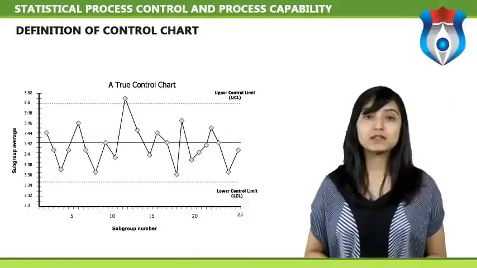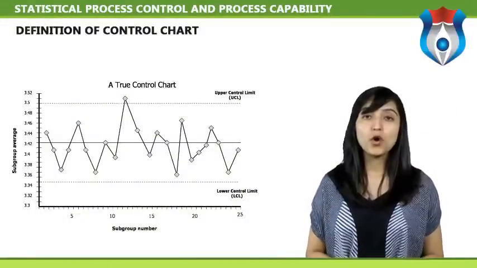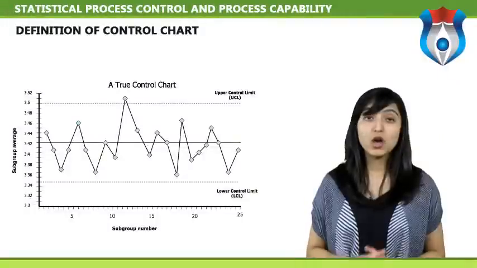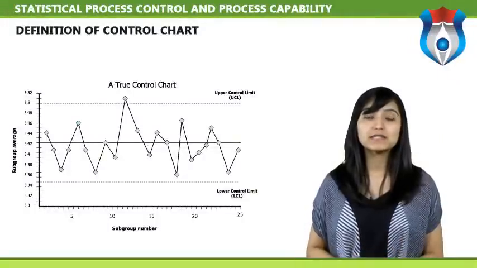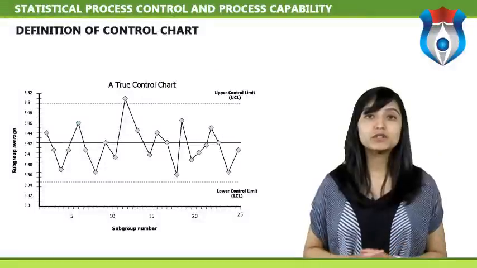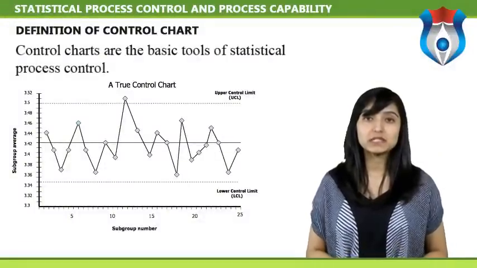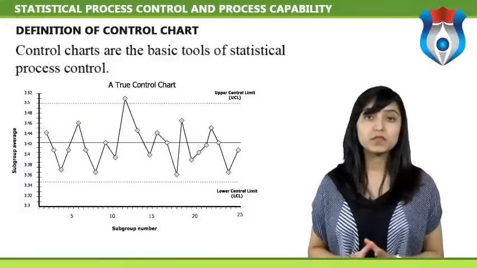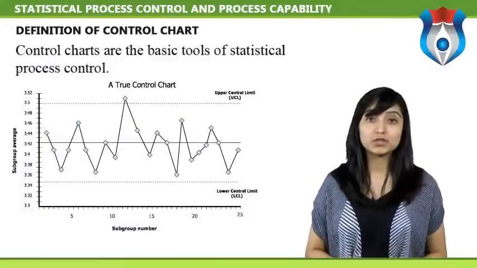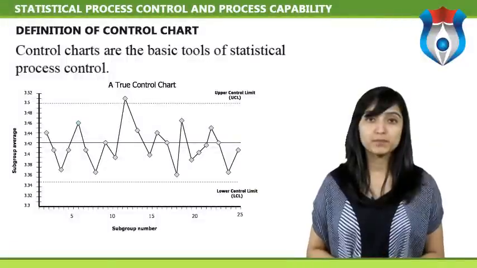Let us now discuss the definition of control chart. A set of methods for monitoring process characteristics over time are called control charts, and they place these tools in the wider perspective of quality improvement. Control charts are the basic tools of statistical process control. They are simple to construct and use and are very useful in leading to process improvement.